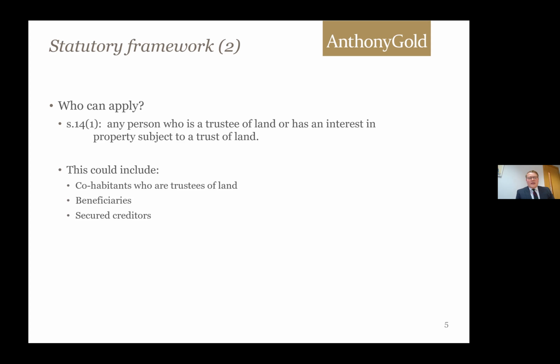Now turning to who can make an application for an order for sale, Section 14.1 says that any person who is a trustee or any person who has an interest in the property that's subject to the trust can make that application. Ordinarily, this would include cohabitants who are trustees, beneficiaries of the trust, or secured creditors.